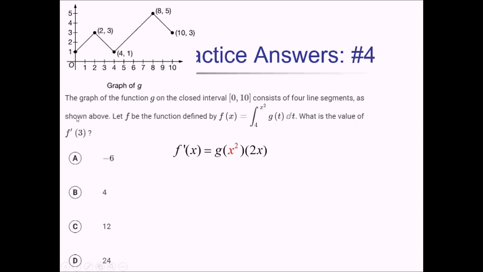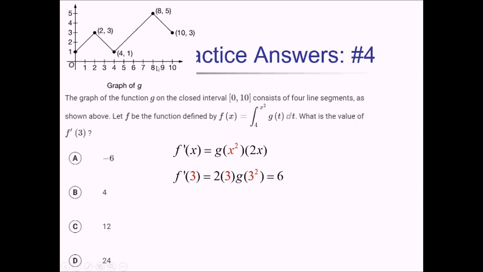Now, if I want to figure out f prime of 3, I'm just going to plug 3 in for all these x's. I'm going to move this 2x out in front, so that's going to be 2 times 3 out in front, and we have g of 3 squared. Well, 2 times 3 is obviously 6. g of 3 squared, that's going to be g of 9.